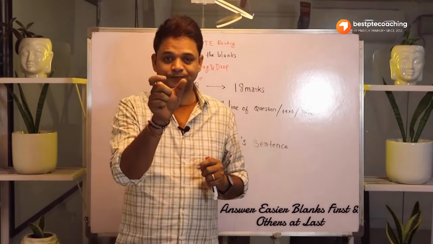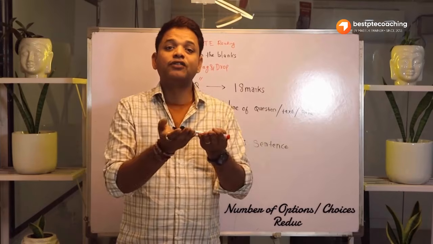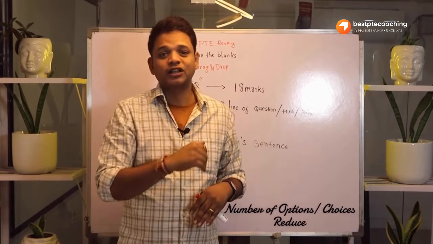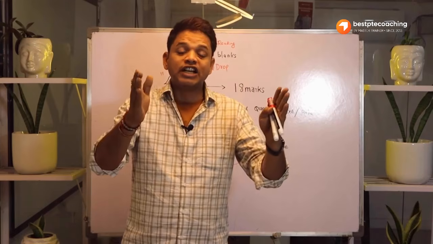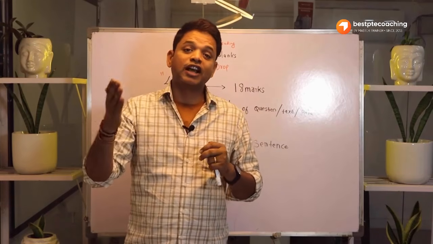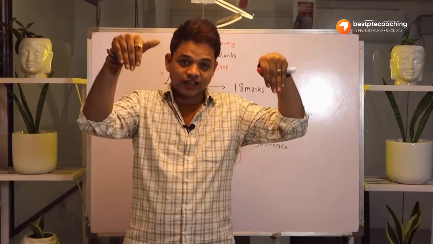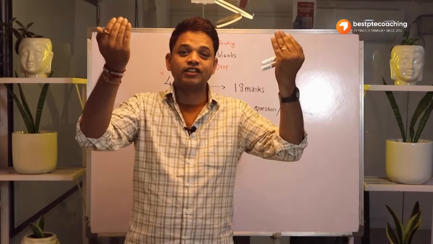So when you answer the easier blanks first, what happens is in the bottom from the options, the number of options are reducing. Number 1, the number of options are reducing. Number 2, what is happening? Your familiarity with the paragraph is increasing because for the sake of other blanks, you are reading the sentences from the paragraph. So options are decreasing, familiarity with the text is what? Increasing, which is good for you.